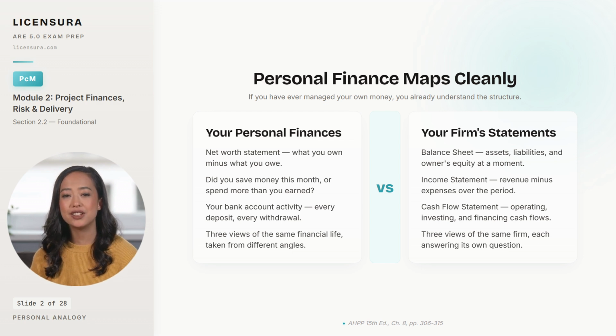The question of whether you saved money this month or spent more than you earned is your personal income statement. Revenue minus expenses, profit or loss for the period. And your bank account activity, the actual deposits and withdrawals you can see on your statement, is your personal cash flow. The architecture firm runs on the same 3 views, just with more line items and a larger scale. Once you accept that the 3 statements are answering 3 different questions, the confusion lifts. Each statement is powerful, but each one also has a critical blind spot. And that is what makes all 3 necessary.